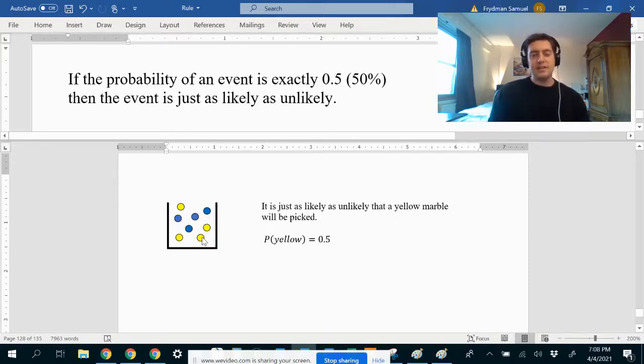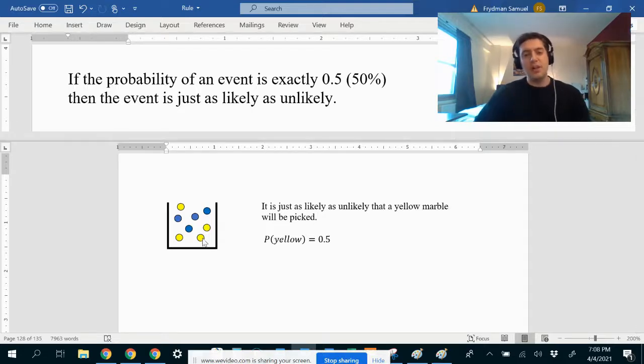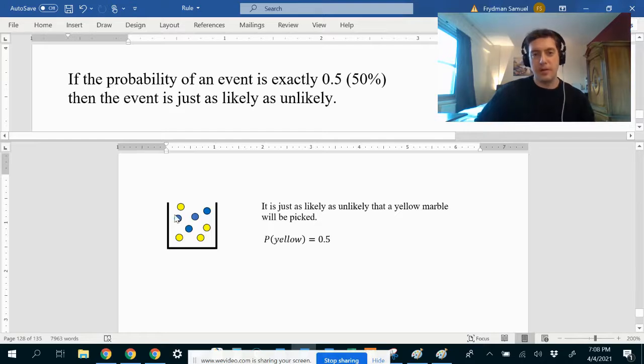So it is just as likely for me to pick a yellow marble as for me to pick some other marble. The chances are exactly the same that I pick a yellow marble or that I don't pick a yellow marble. So it is just as likely as unlikely that a yellow marble will be picked, and we can write the probability of picking a yellow marble in this case is equal to 0.5.